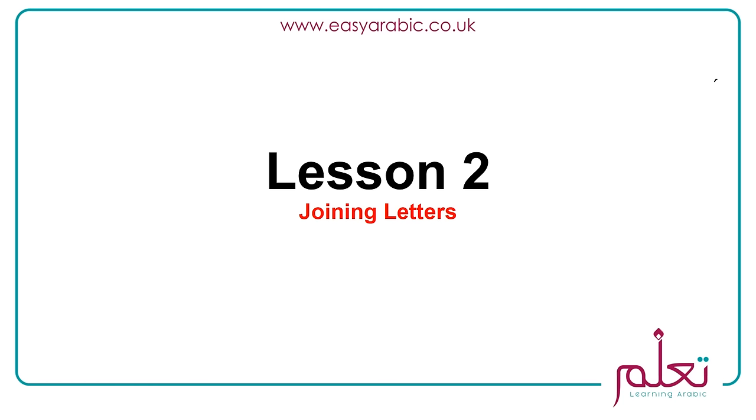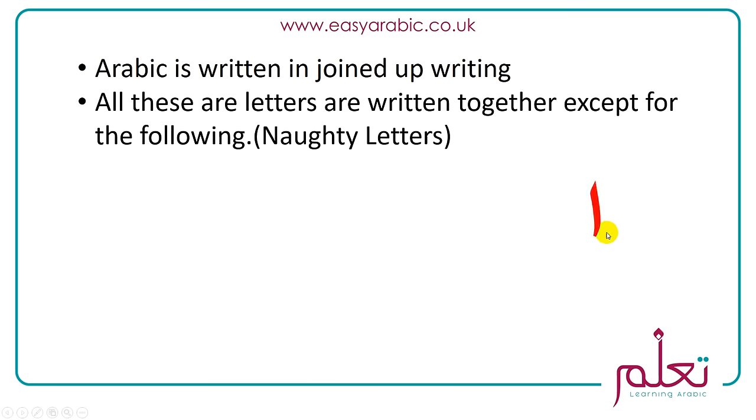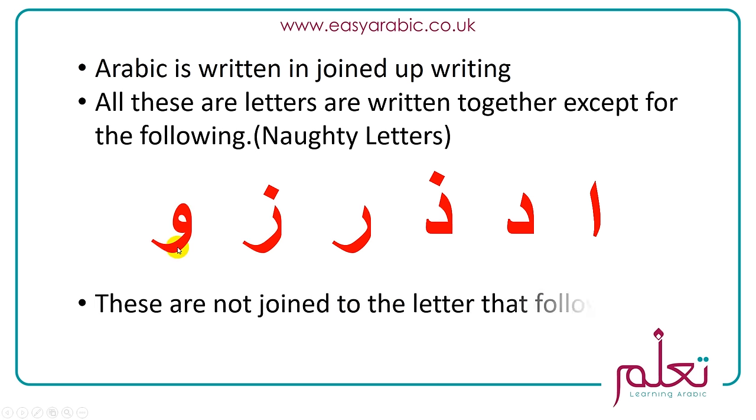Welcome to lesson two. In this lesson, we're going to look at how to join letters to make words. Arabic is written in joined up form, and all of the letters are written together except for the following six, which are referred to as the naughty letters. The first one is the letter Alif, then Dal, then Dhal, then Ra, then Za, and finally the letter Waw. Alif, Dal, Dhal, Ra, Za, and Waw. These are not joined to the letter that follows them.